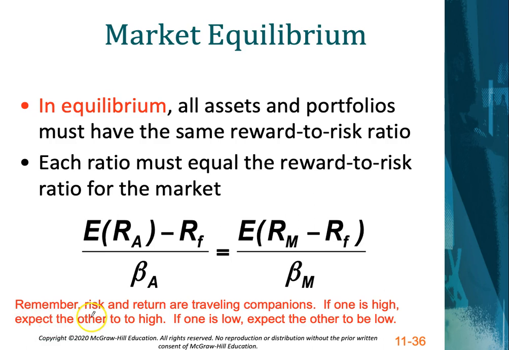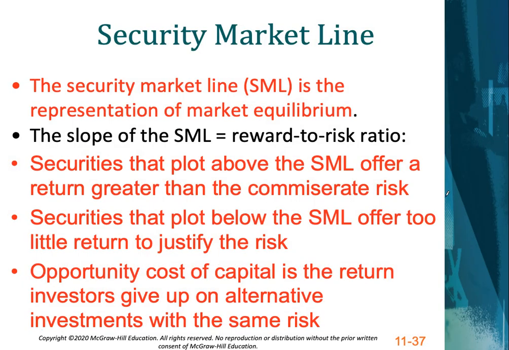So remember that risk and return are traveling companions. When one's high, the other's high. In fact, they have the same risk-reward or reward-to-risk ratio. You don't have to really remember this formula, but just know that as risk goes up, so does return by an equal percentage. So that security market line represents all points of market equilibrium. At any point of beta, we can find what the expected return should be, and that would be considered equilibrium.